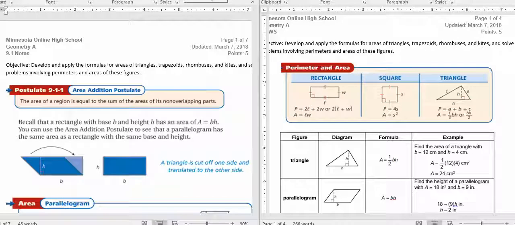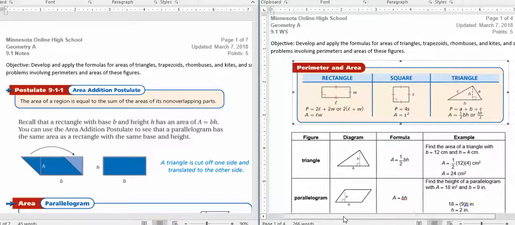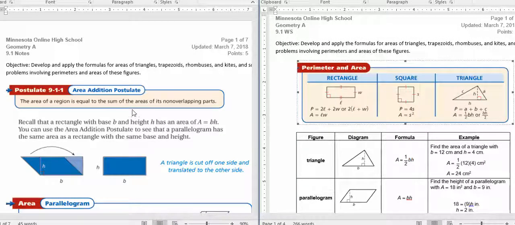Hello, this is Ms. DB, and in this video I'm going to go over how to do some of the problems from the 9.1 worksheet. And note that there is a separate notes page to open and look at for this.